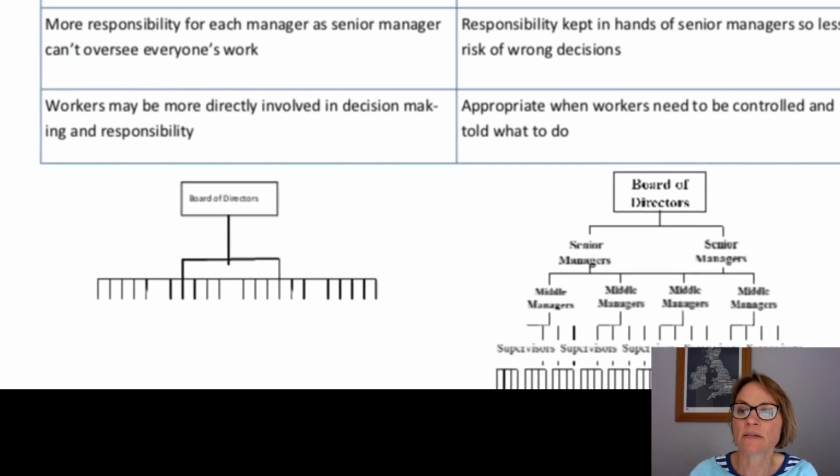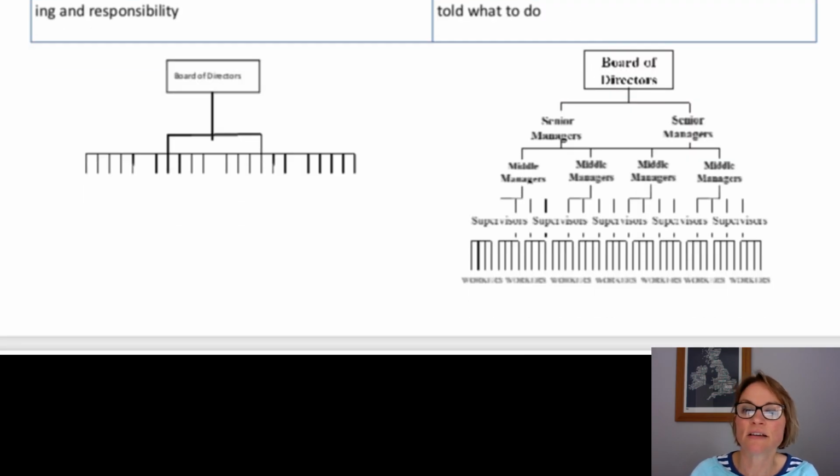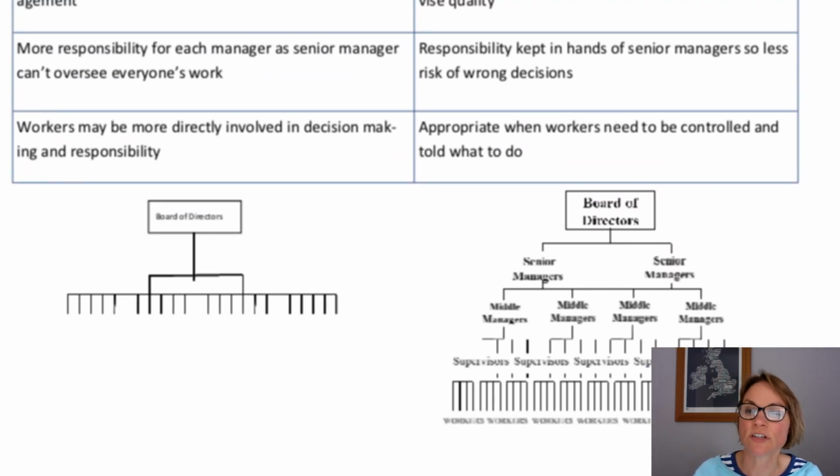Sorry to make the screen whiz around. The flat structure has, as you can see, less layers of management, whereas the tall structure has lots of layers of management. And you can imagine the board of directors in the flat structure giving a message, and the message gets across nice and quickly and it's accurately received. Whereas in that tall structure, if the board of directors give a message, it's got to go through lots and lots of layers, and that's where messages can get misunderstood or miscommunicated.